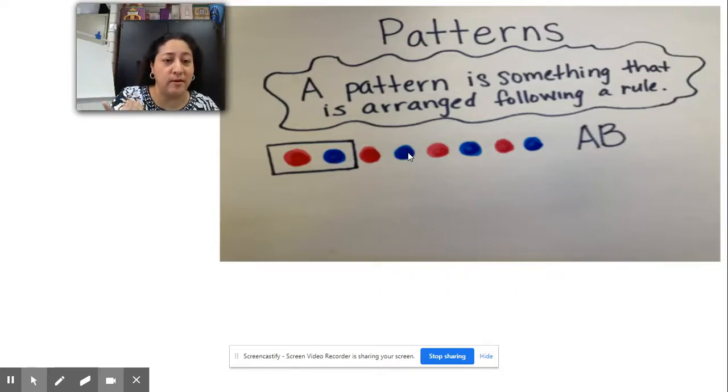It's an A-B pattern. And so that's what we're going to be learning the next few days. We're going to be focusing on the A-B pattern, and then we're going to start learning about different patterns. So, but for now, we're going to focus on the A-B pattern.